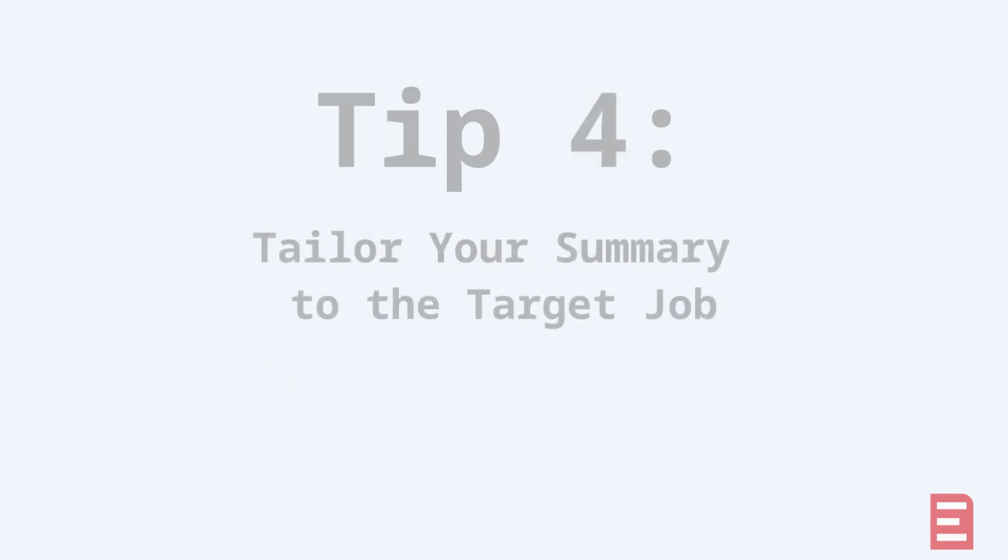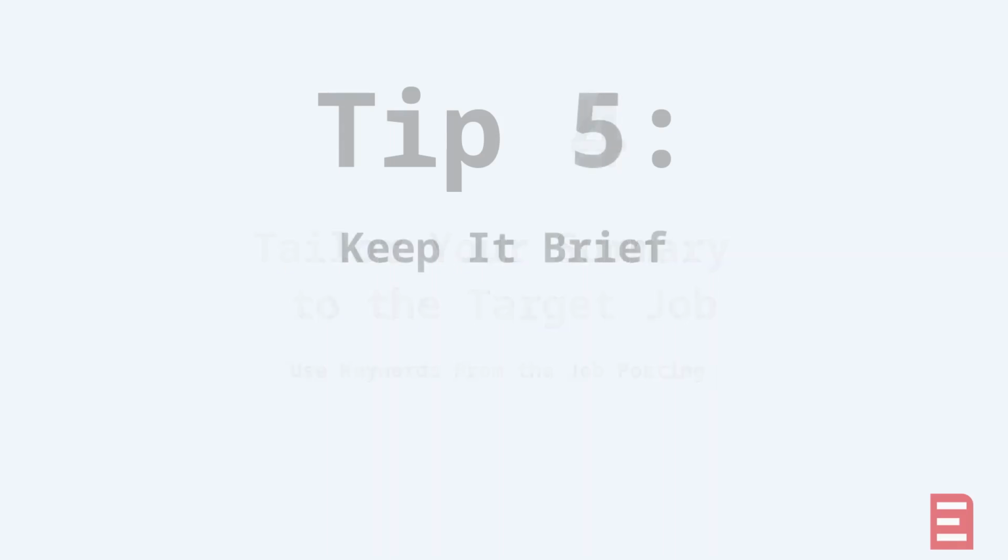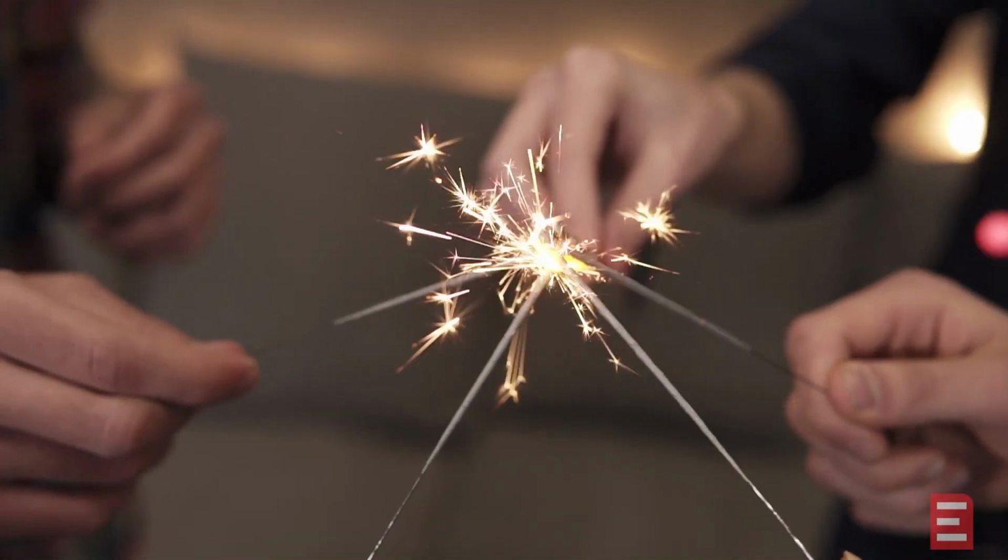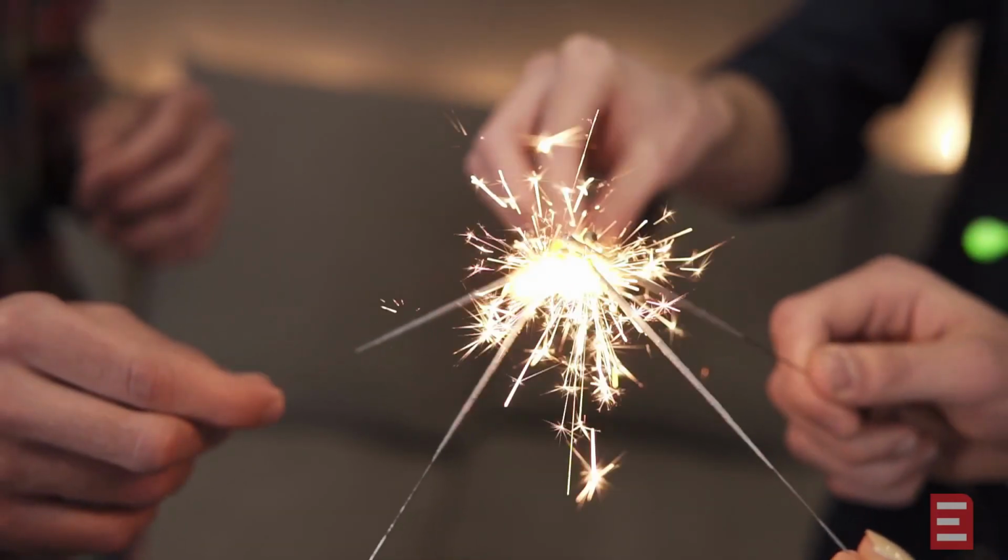Tailor your summary to the target job. Use keywords from the job posting. Keep it brief. Aim for 1 to 2 paragraphs or 4 to 6 bullet points. Follow these tips to create a performance summary that stands out.